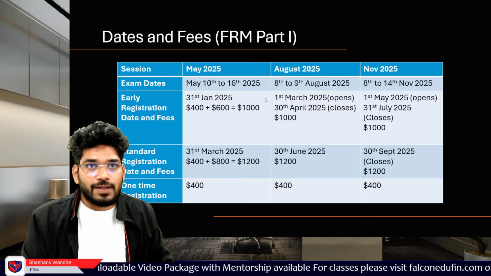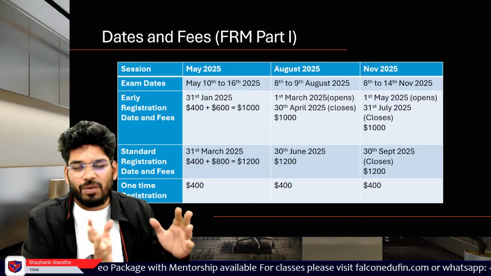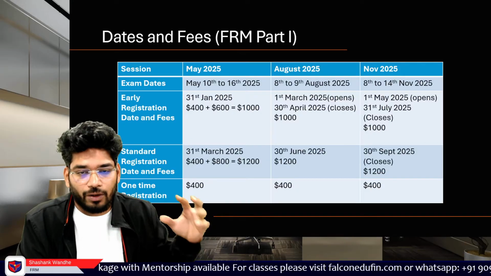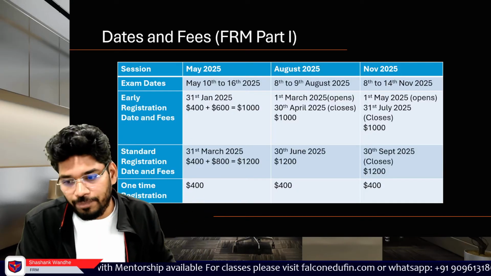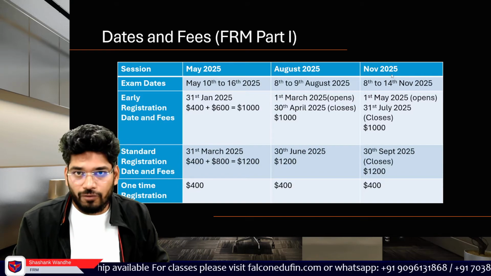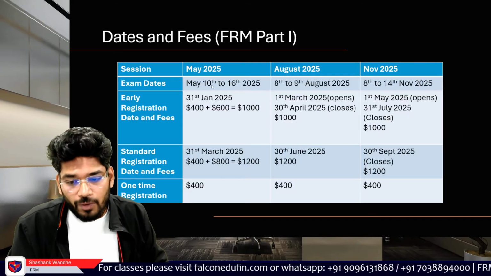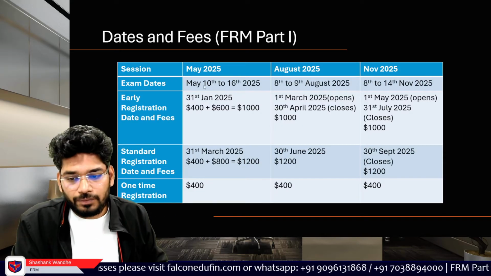So let's start with the dates and the fees for FRM Part 1. This discussion is mainly about FRM Part 1, because in FRM Part 2, you will understand everything and be used to this whole ecosystem. So here we have three windows: May 2025, August, and then November. Exam dates for May, again, this is for FRM Part 1 only. Part 2's dates are different.